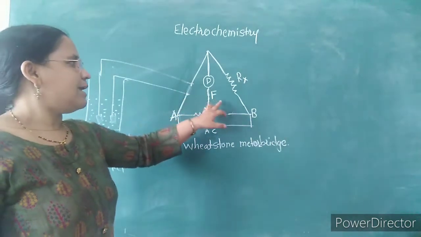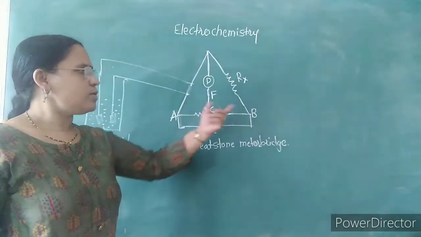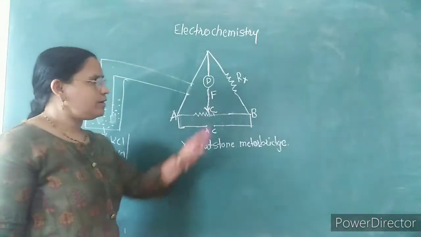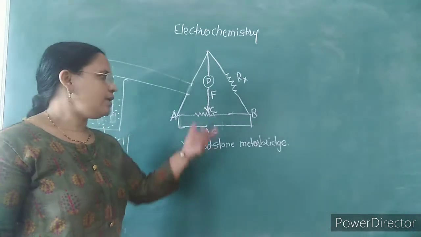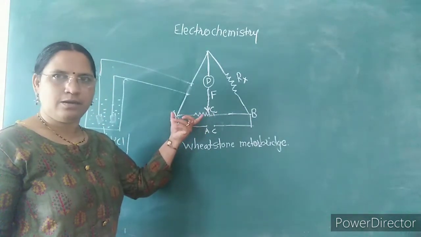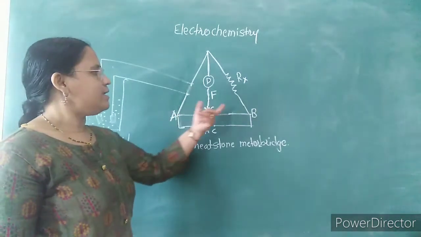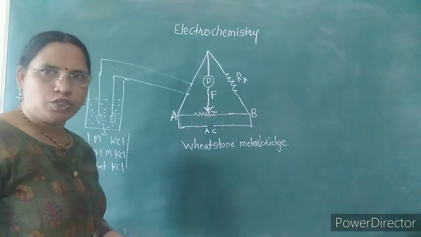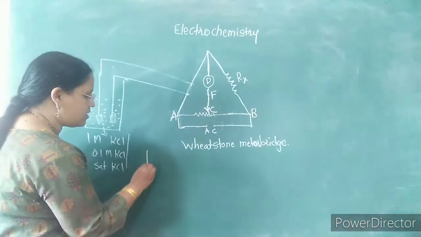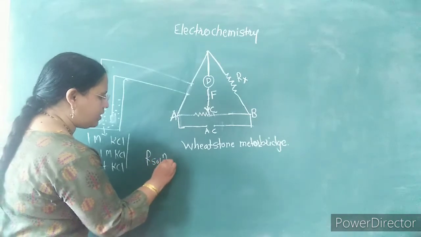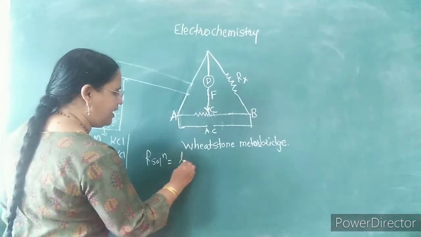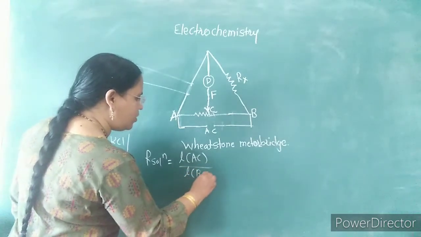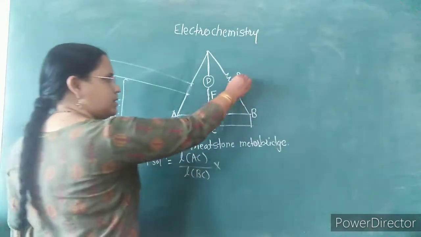Now the sliding jockey is movable. When it moves along the wire AB, suppose at point C the detector shows null deflection. Then if we measure the length AC and length CB, we are able to find out the resistance of the unknown solution. So what is that resistance? Resistance of solution is equal to length AC upon length BC multiplied by RX.